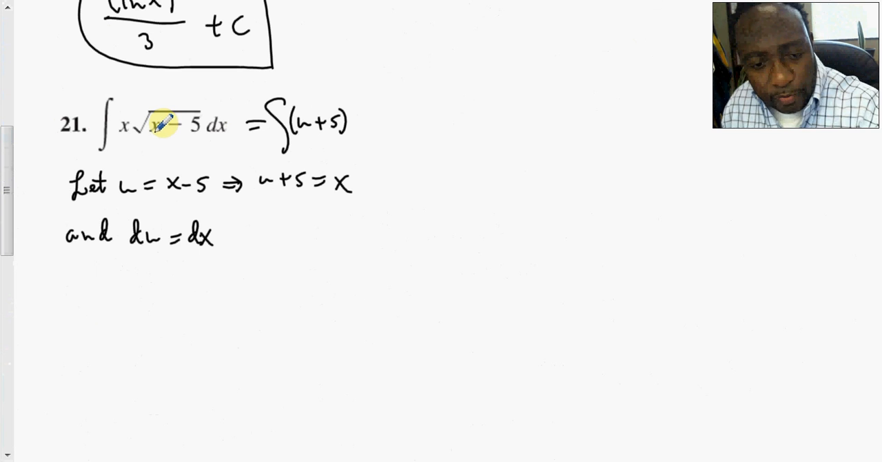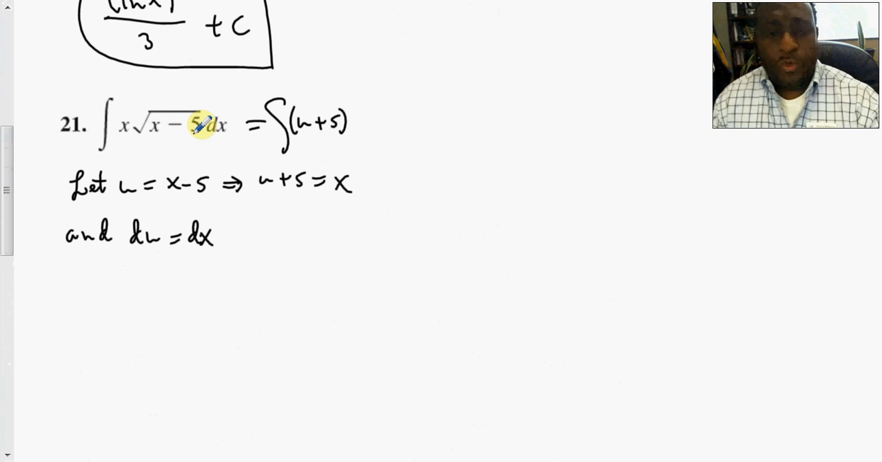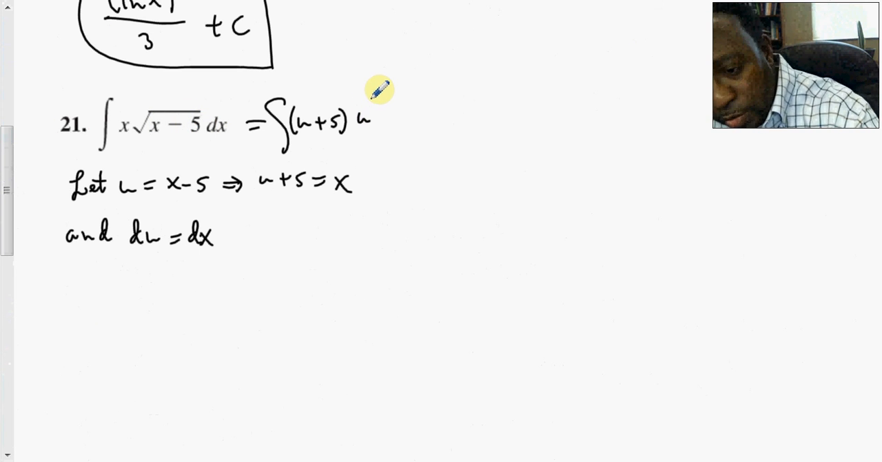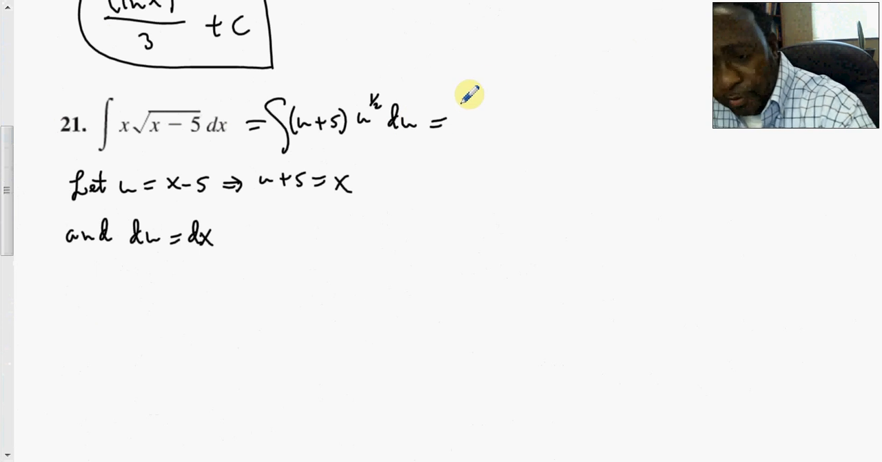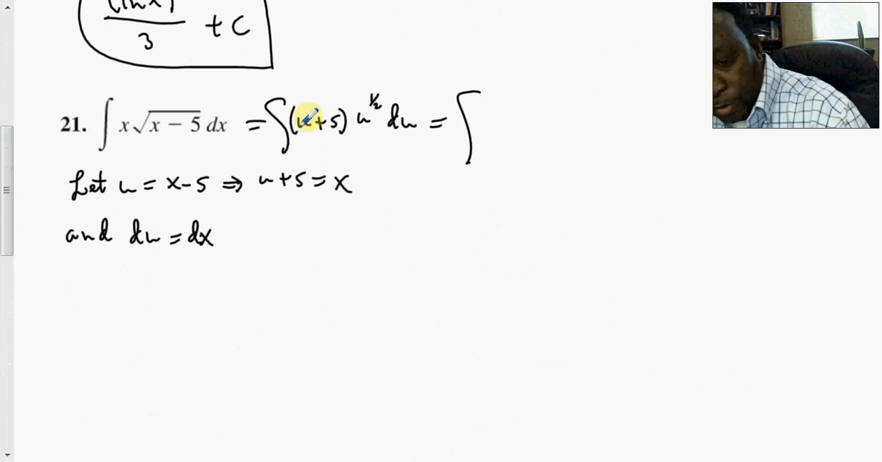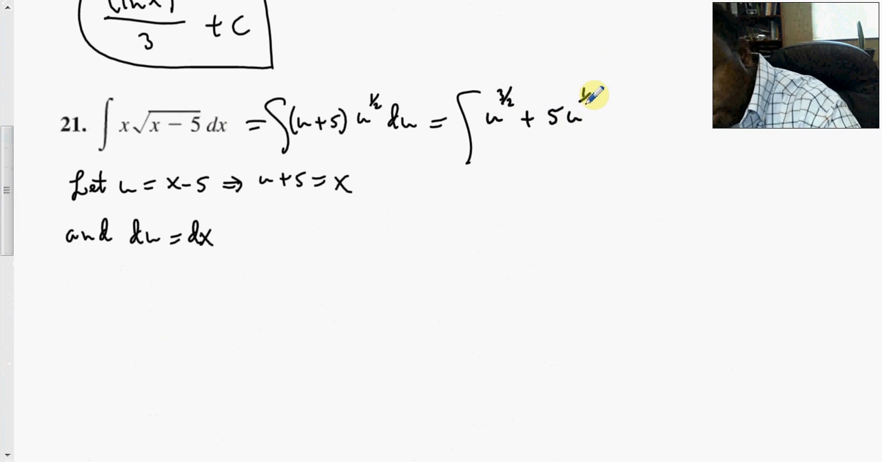And the square root of x minus 5 is the square root of u. We can just write that as u to the 1/2 du. Simplify. The integral of u times u to the 1/2 is u to the 3/2 plus 5 times u to the 1/2 du.